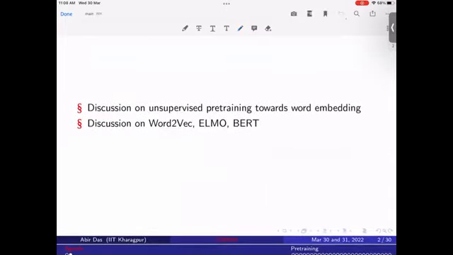Okay, so the agenda is discussion on unsupervised pre-training towards word embedding. What are word embeddings, what is unsupervised pre-training, and so on, that we will see. These actually help a lot in boosting the performance of NLP applications. Then we will discuss some specific models, for example Word2Vec, ELMo, and BART.